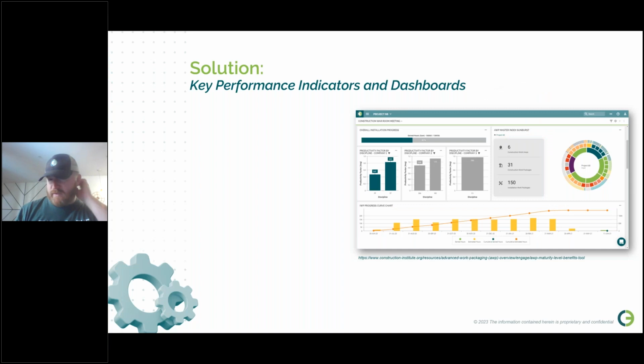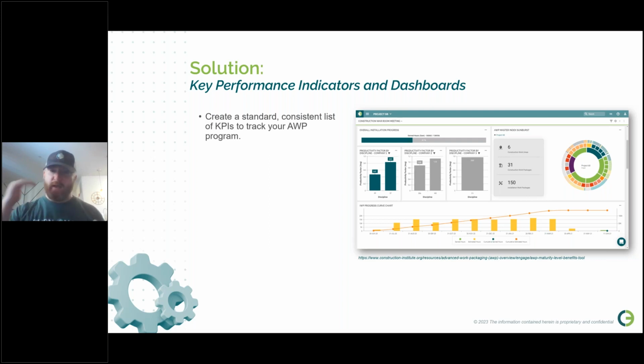So what's the solution to this? Key performance indicators and dashboards. Key performance indicators are going to give you a standard and consistent list. So you can set it up to say, on every one of our projects, we are going to track these same things related to AWP. Then you'll be able to compare your projects against each other, which ones are doing well, which ones need additional help, etc.